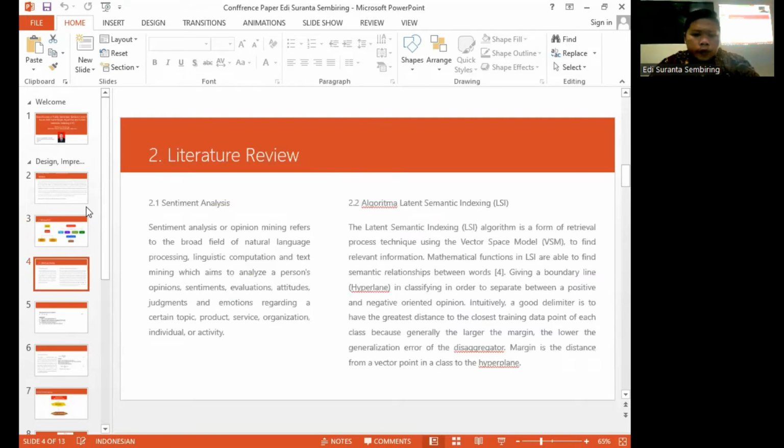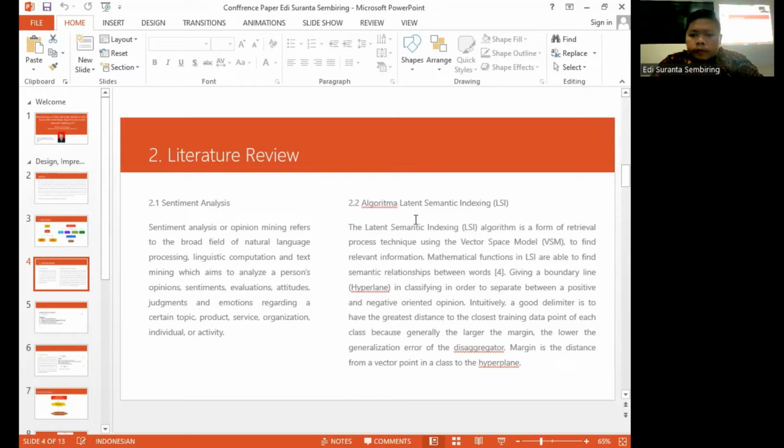And then the literature review. 2.1 is sentiment analysis. Sentiment analysis or opinion mining refers to the broad field of natural language processing, computational linguistics, and text mining, which aims to analyze a person's opinions, sentiment, evaluation, attitude, judgment, and emotion regarding a topic, product, service, organization, individual, or activity.